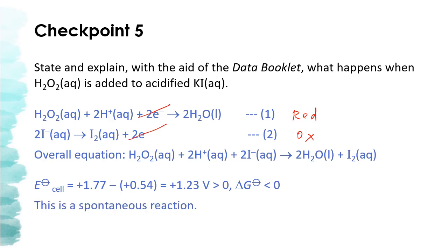Okay, and what can we observe? If you look at your overall equation that you have written down, you see I2 being produced. I2 in water is brown.